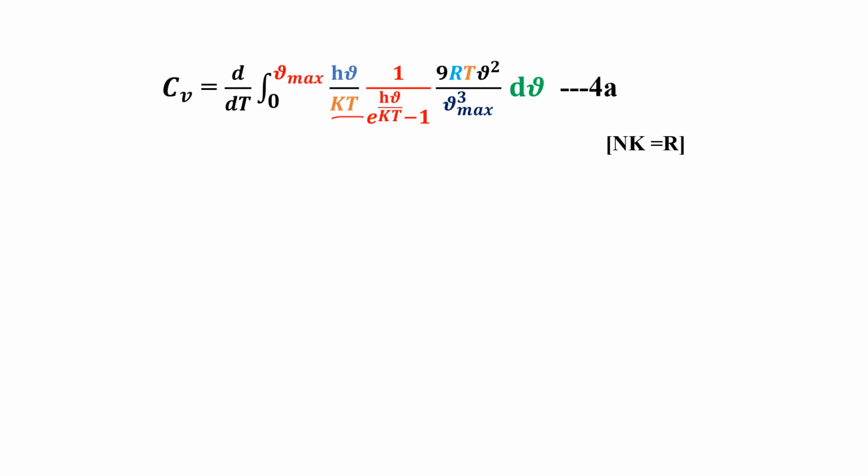So here you can see Kt in numerator and in denominator. And another thing, already there is n in the equation, the previous equation. So nk is also equal to r. So we have substituted it with r. So nk will be now equal to r. You can consider this as equation number 4a.